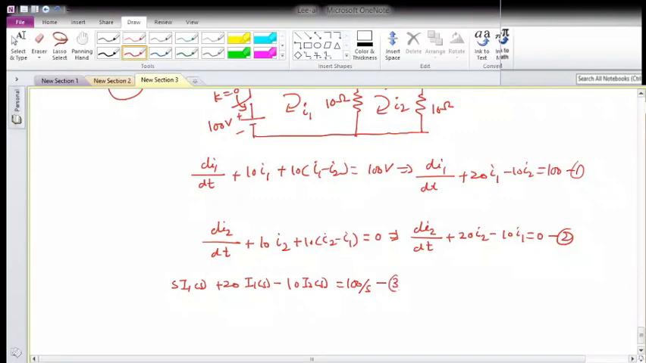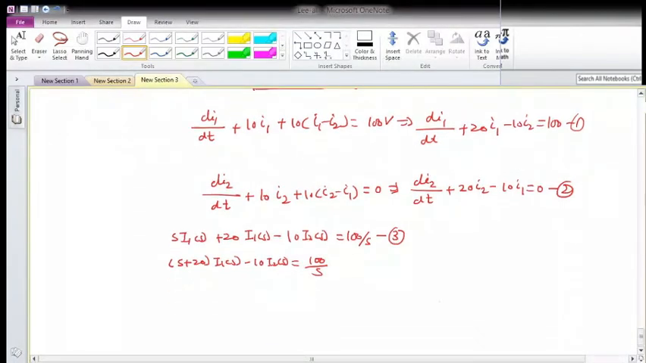This is equation 3: (s + 20) I1(s) - 10 I2(s) will be equal to 100/s, in systematic form. We are assuming that all initial conditions are 0, so I1(0-) is 0, which is equal to I2(0-), equal to I2(0+) also, fine.